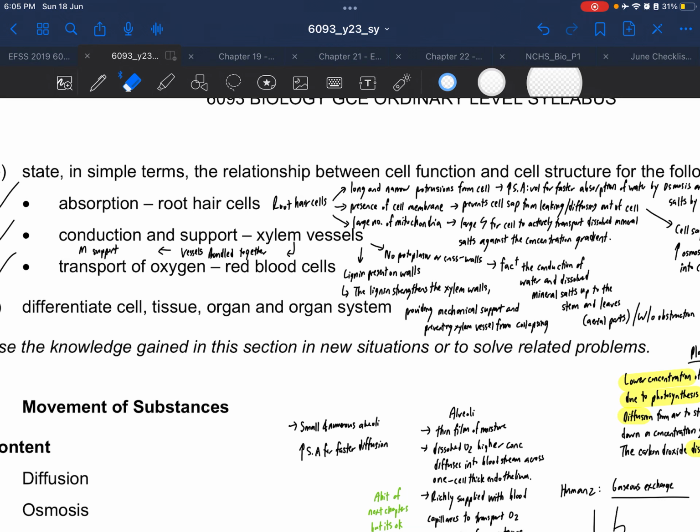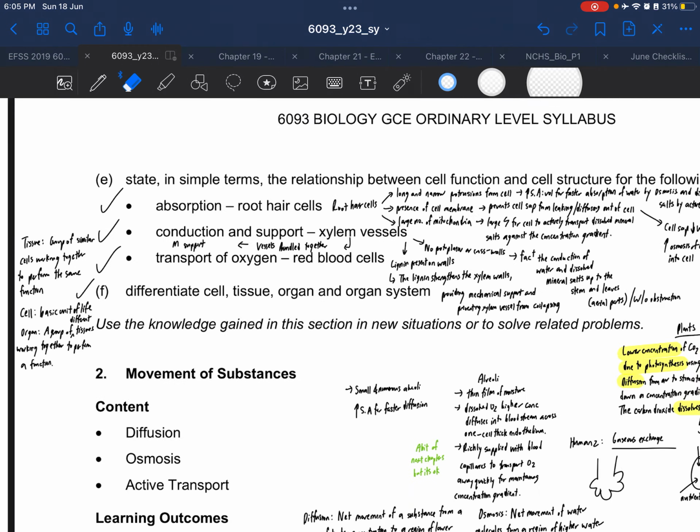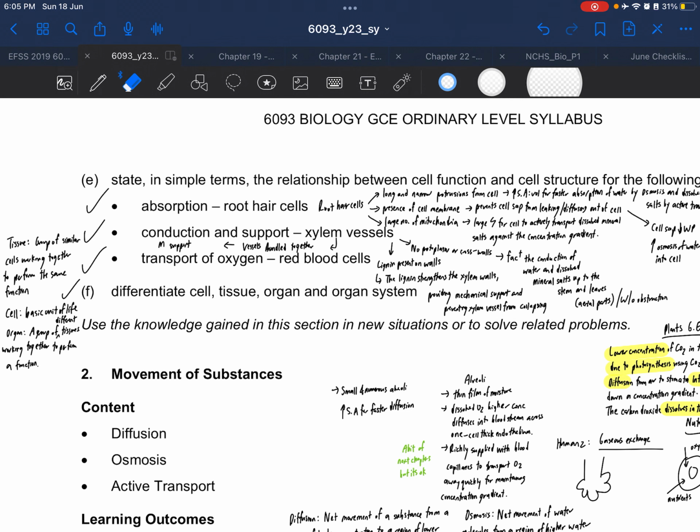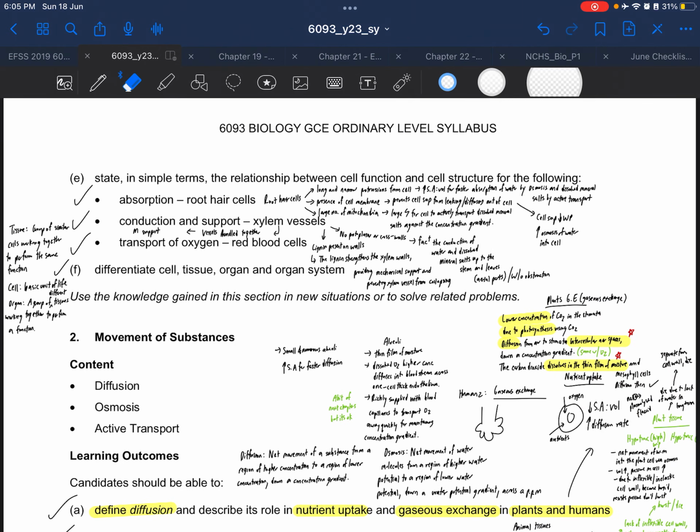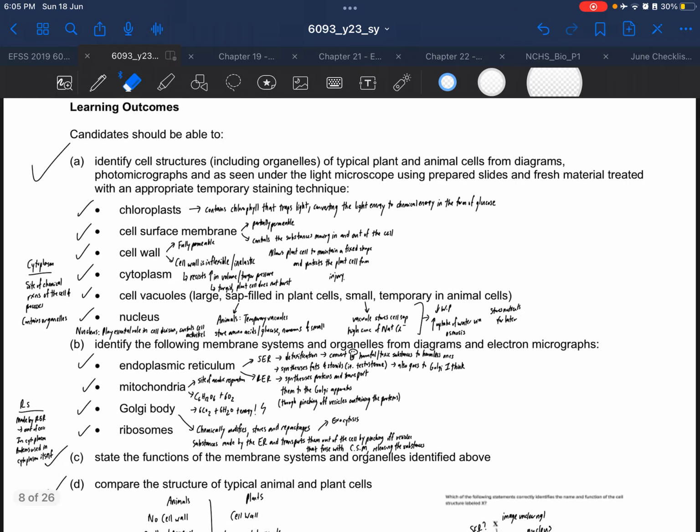And for organs, it's many tissues working together for a common function. An organ system is just many organs working together to perform the same function. Yeah, so that's basically the end of this first chapter.